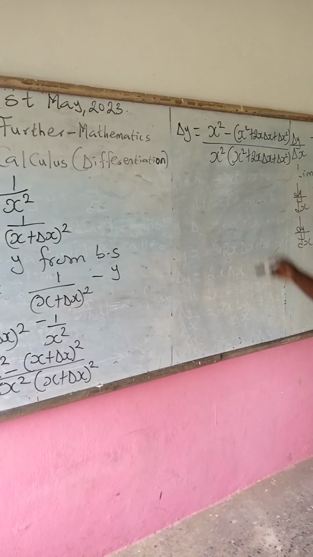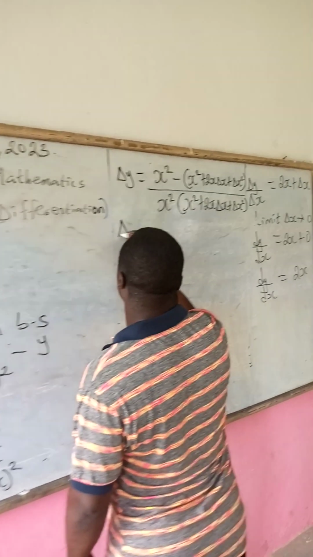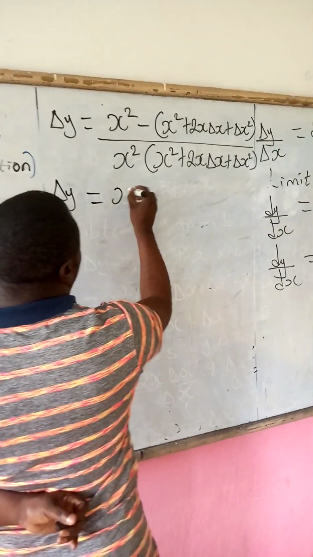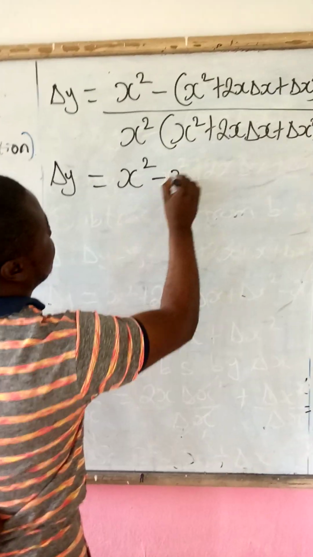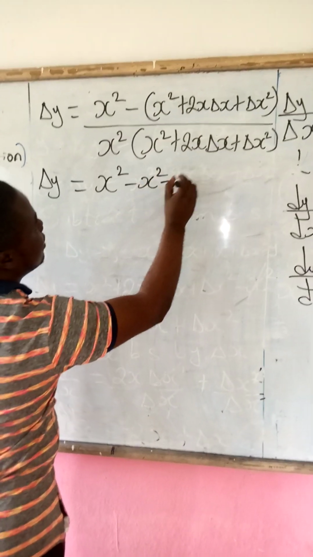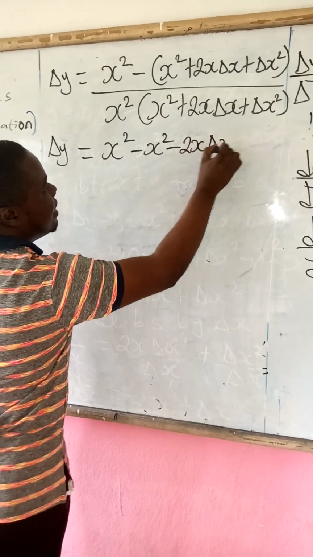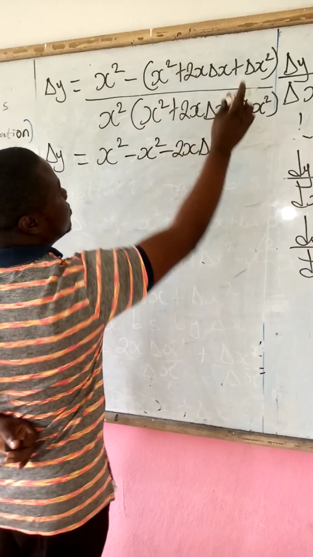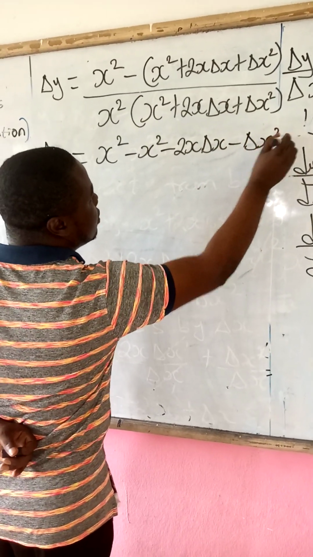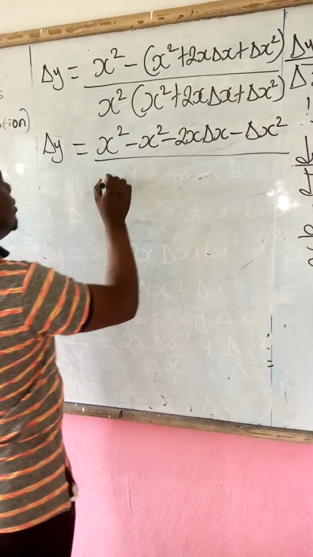So let's open the bracket for everything. So my change in y equals x squared, this is minus x squared, minus times plus is minus 2xΔx, okay, minus times plus again, minus Δx squared. Okay. All divided by Δx.